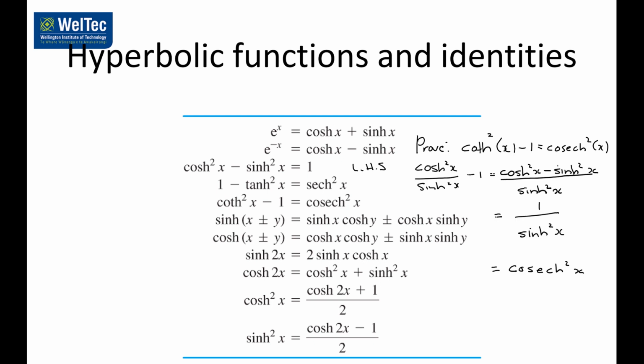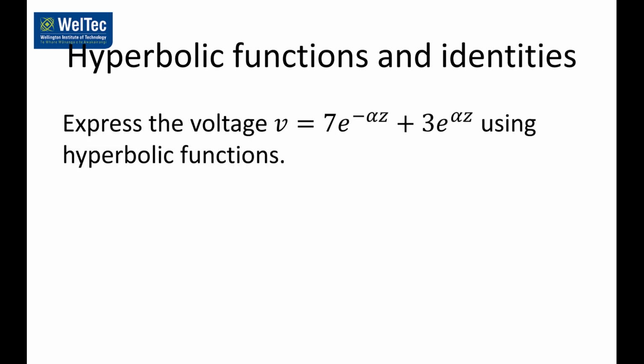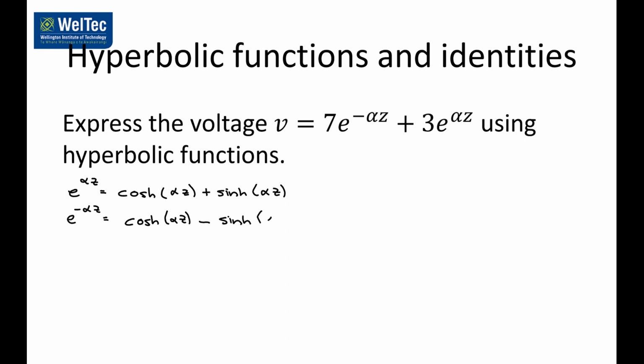And you can prove all sorts of things using those identities. This is where we start to use hyperbolic functions. Just to remind yourselves, e to the alpha z is going to be, from the previous page, like that. And similarly, e to the negative alpha z would be cosh minus sinh, like that. So those are just by definition.